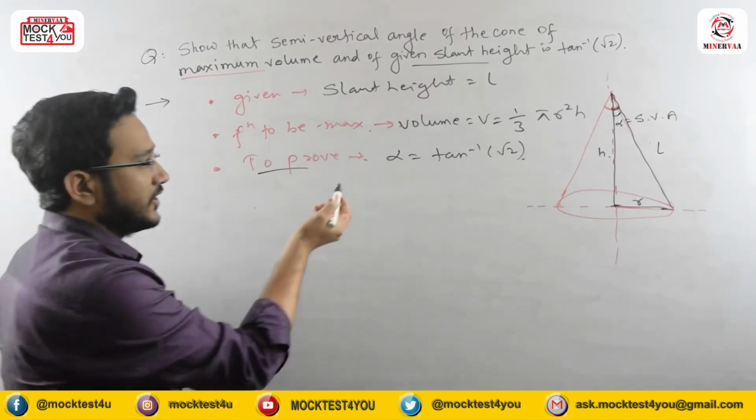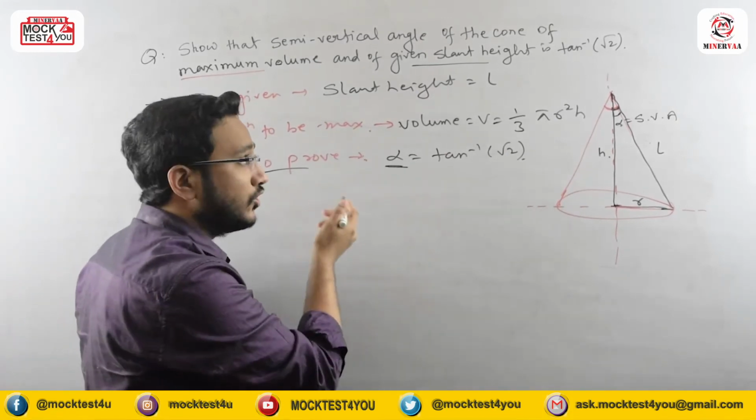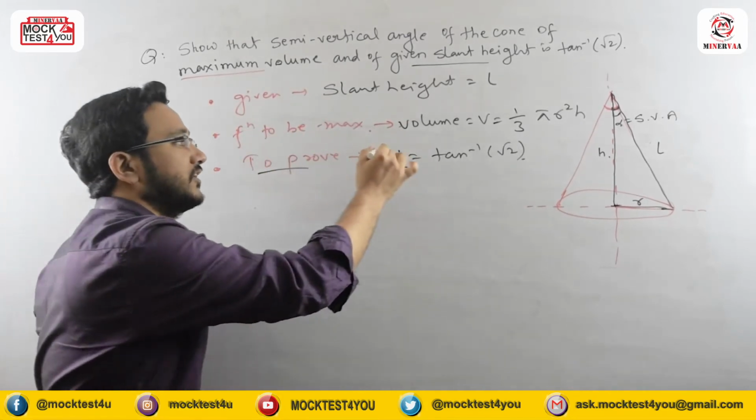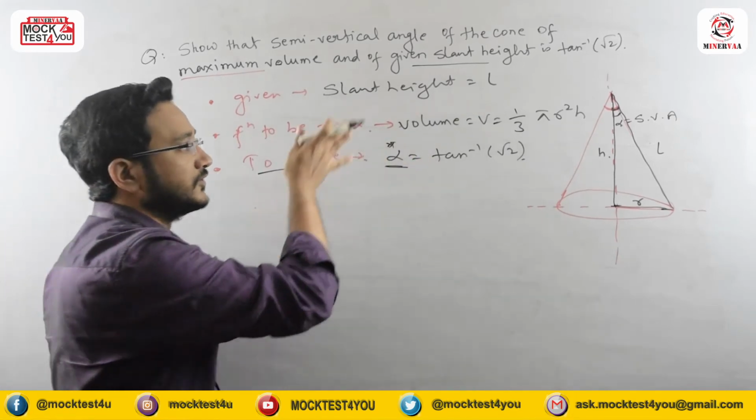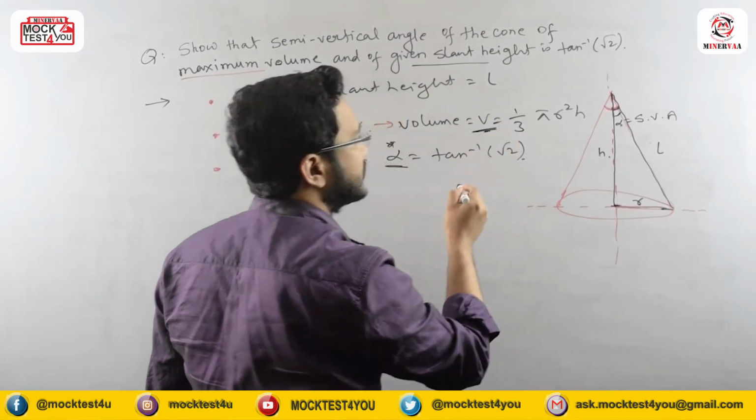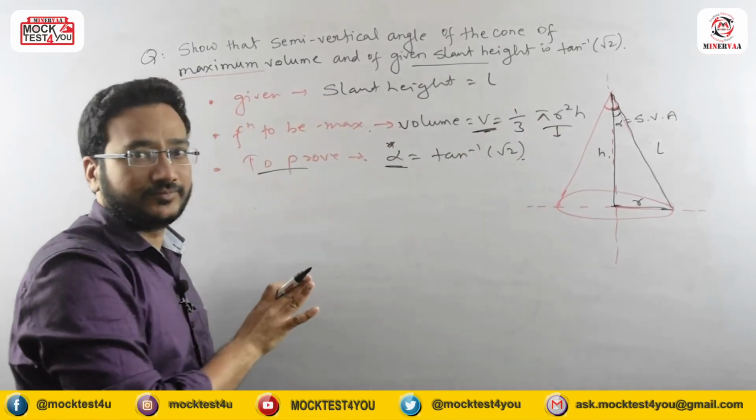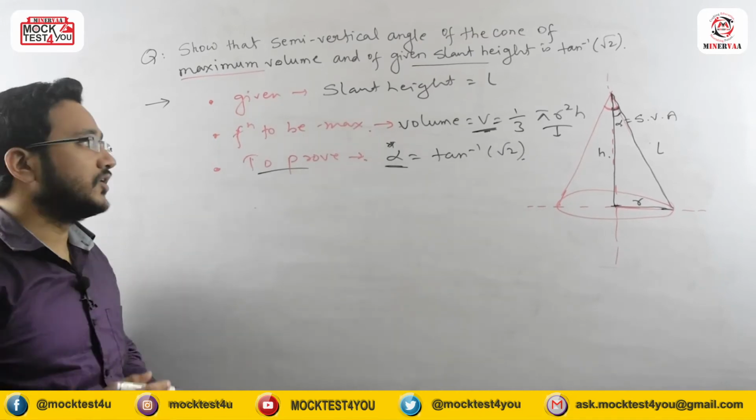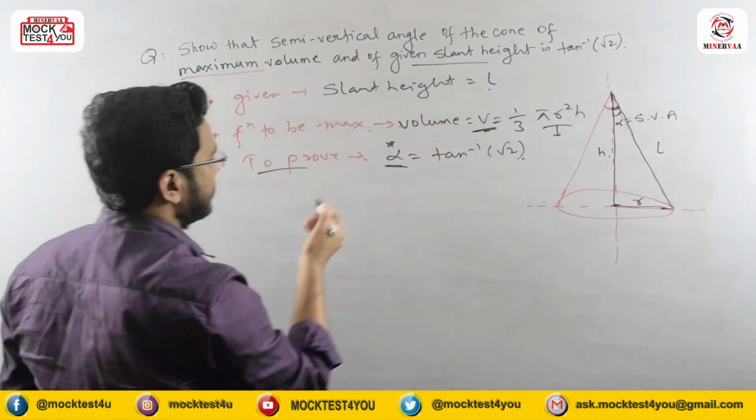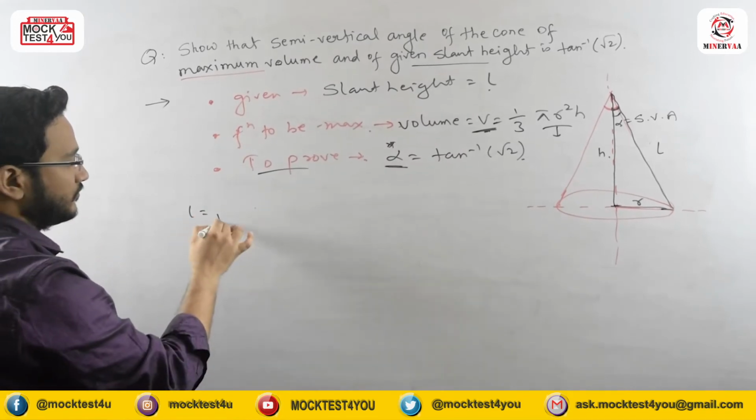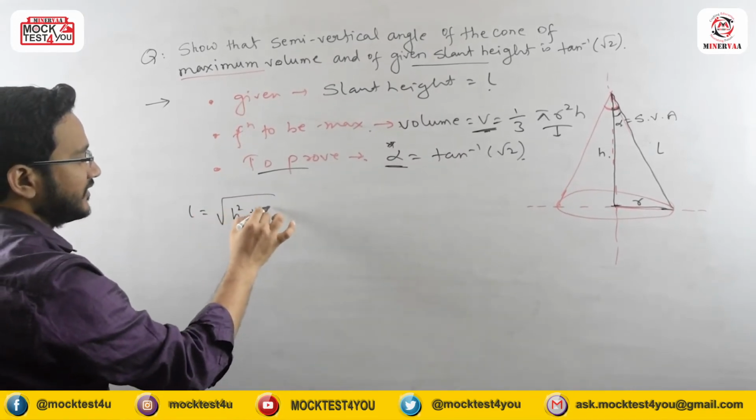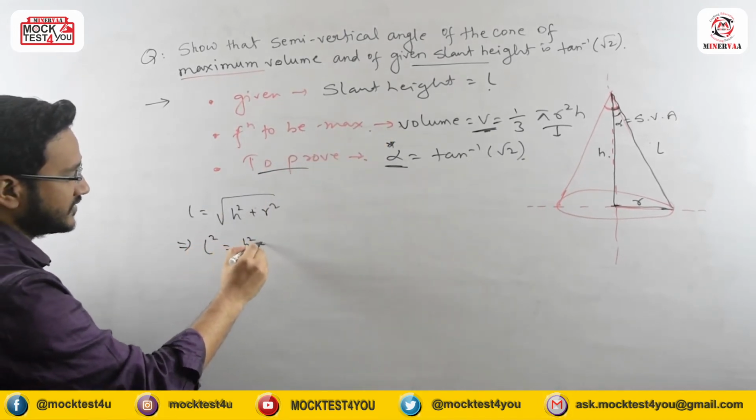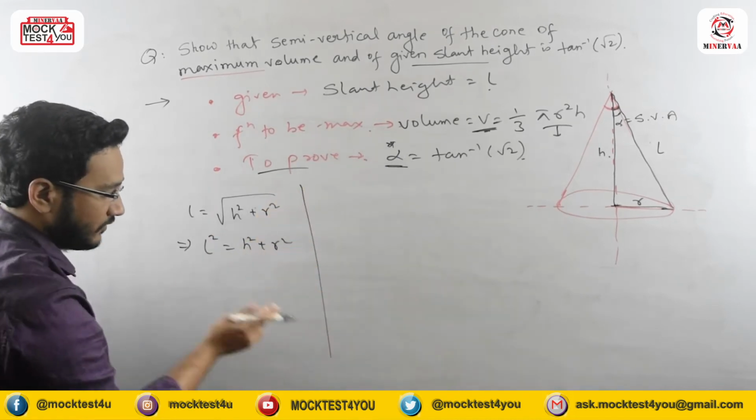It means you have to find the value of alpha, not height, not slant height, not radius. We have to find the value of alpha here. So we have to convert this volume function in terms of alpha only, so that we can find the point of maxima in terms of alpha. Now, the slant height is given as L. L is equal to root over h square plus r square from the cone shape. So L square will be h square plus r square. Let's keep it here.